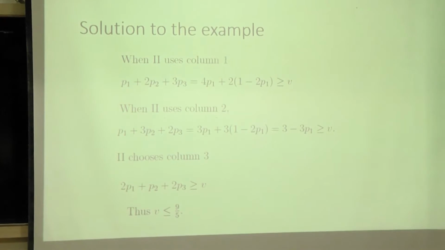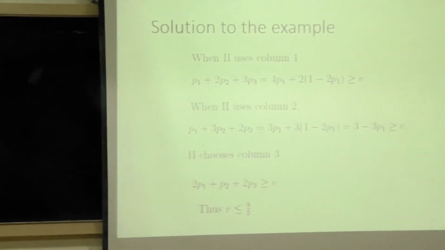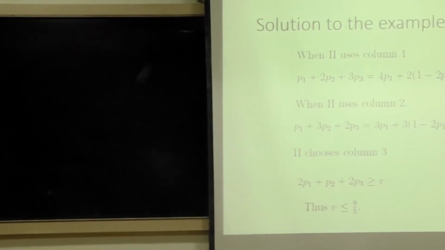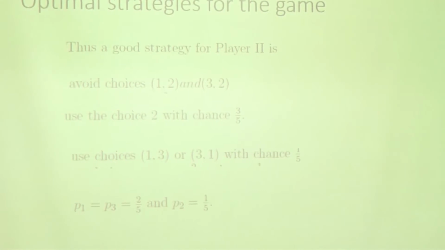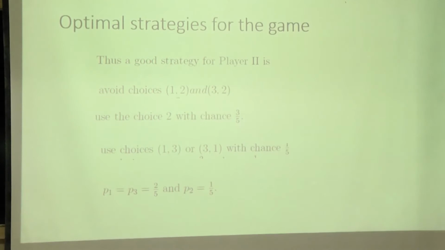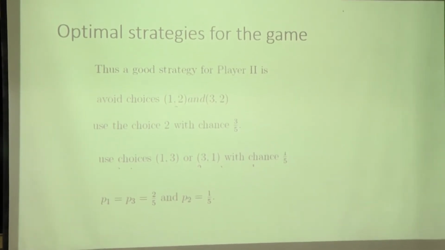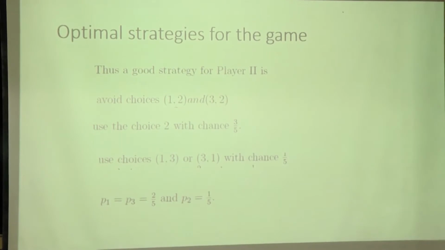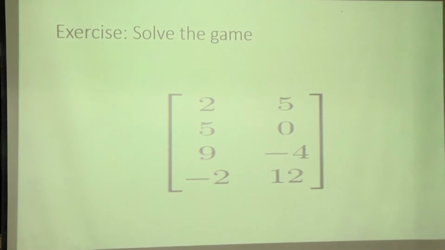So even this little problem has so much of mess in it, by manipulating or guessing and things like that. But this is what it says: you should guess 1 and 3, player 1, with chance 2/5 each. You should guess 2 1/5 of the time. And as an exercise, solve this game.